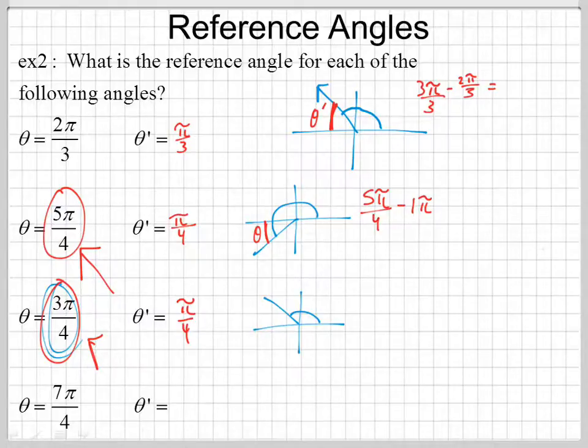Now for the last one, which quadrant is that one in? 7 pi over 4. That is the fourth quadrant. 2 pi would equal 8 pi over 4, right? This is really close to 8 pi over 4, not quite, but it's almost there. And our reference angle for this one is also going to be pi over 4.